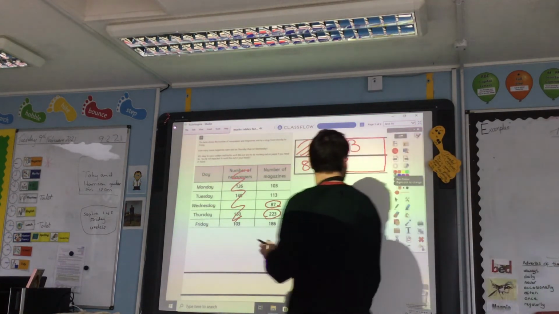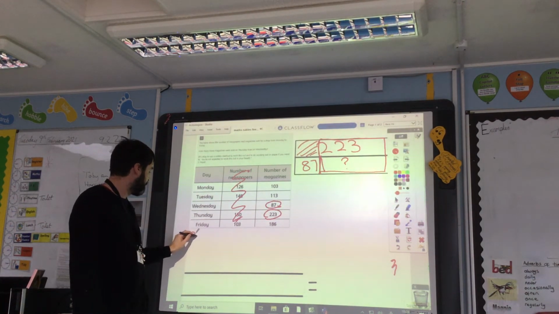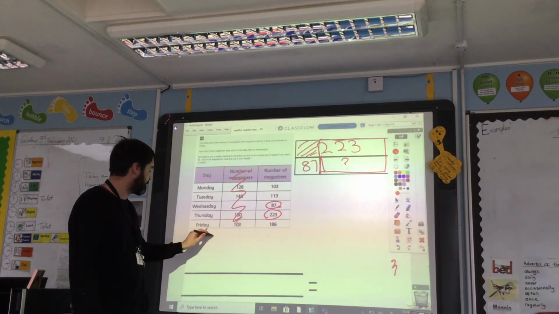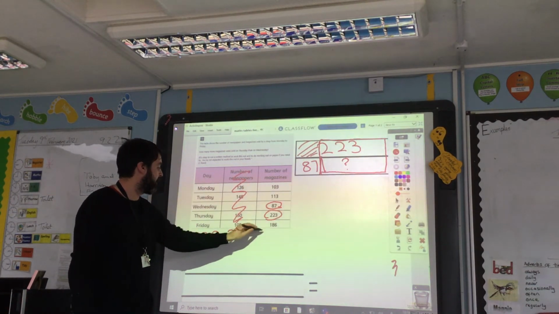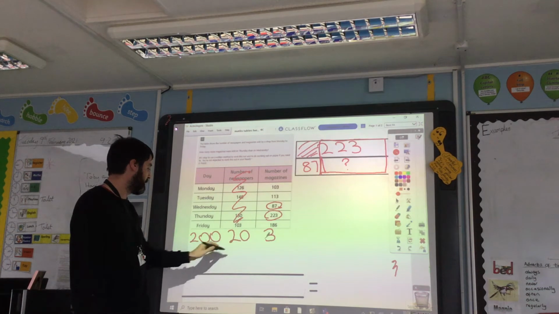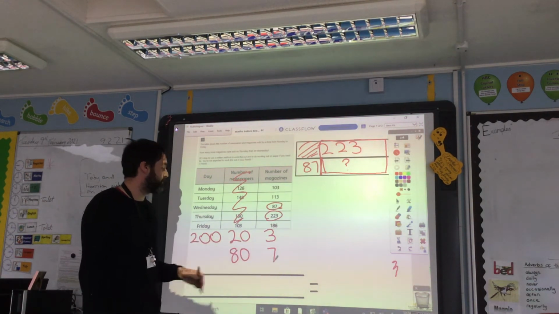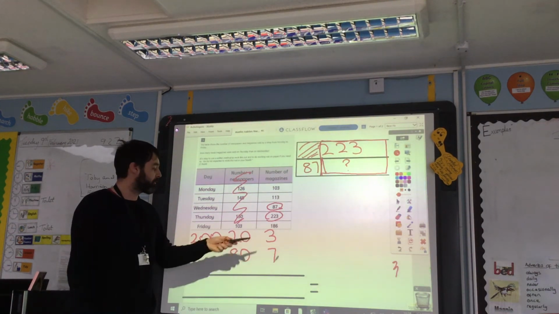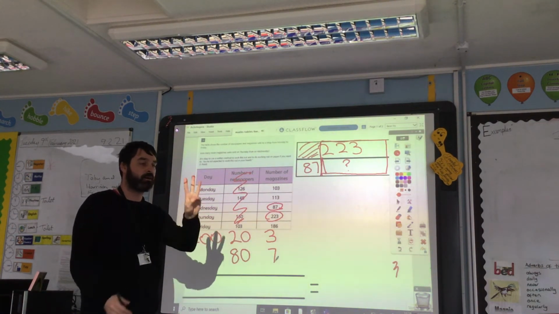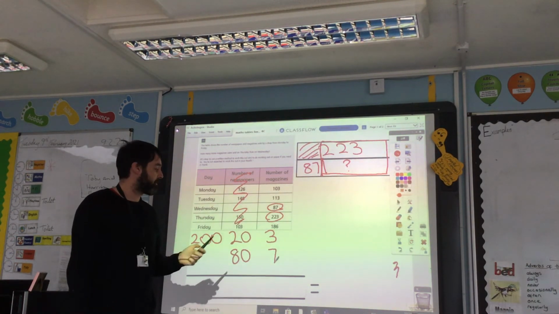So let's use a method that we have used in maths. So 200, set it up properly, 200, 20, and then a 3, take away 80, and 7. Now straight away, I can see a problem here. I can't take 7 from 3, I've only got 3. I can't take 7 away, so I'm going to need to exchange a 10.